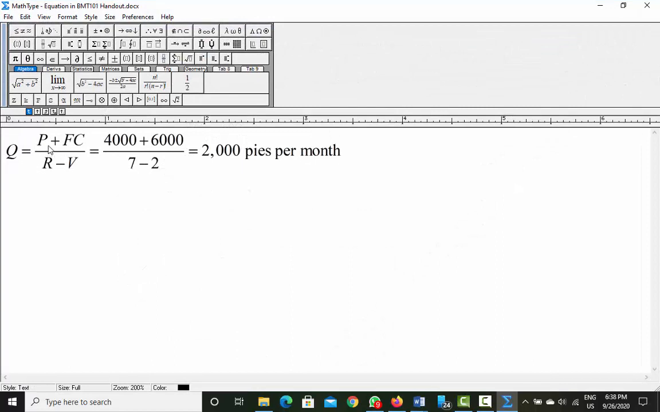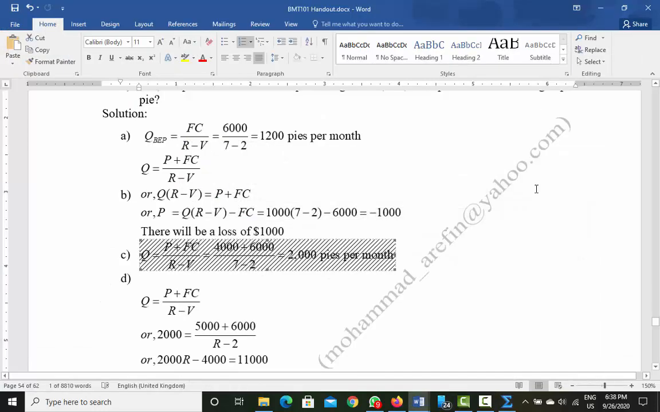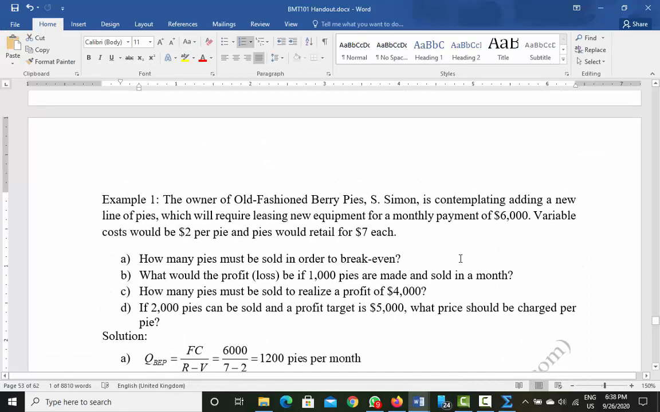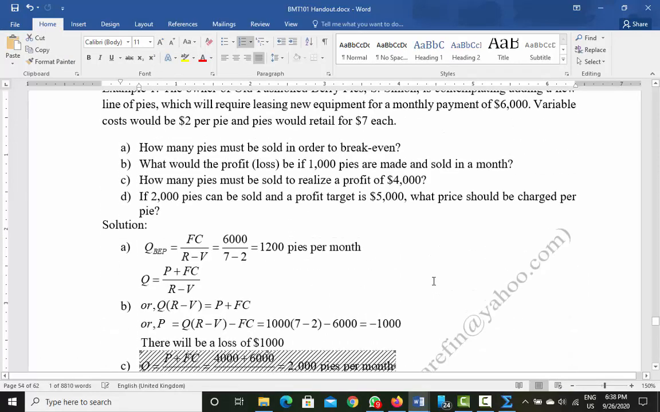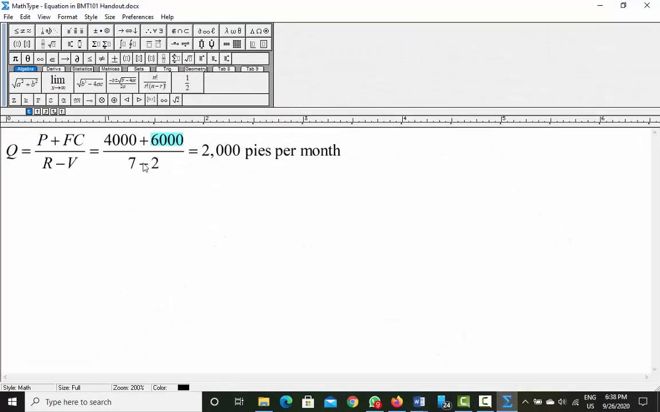So Q is equal to, we know that already, the formula is profit plus fixed cost divided by R minus V. Profit is $4,000. Fixed cost, as you know already, is $6,000. So Q is 2000 pies per month. That means if you can sell 2000 pies per month, then the profit will be $4,000 per month.